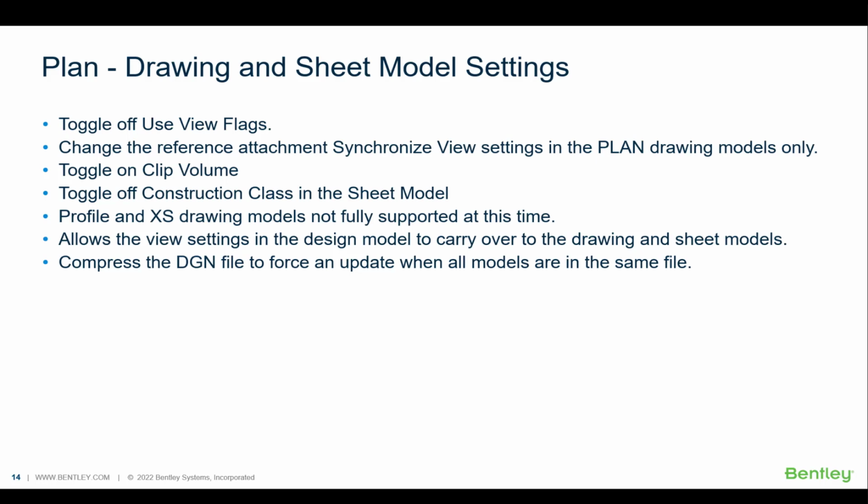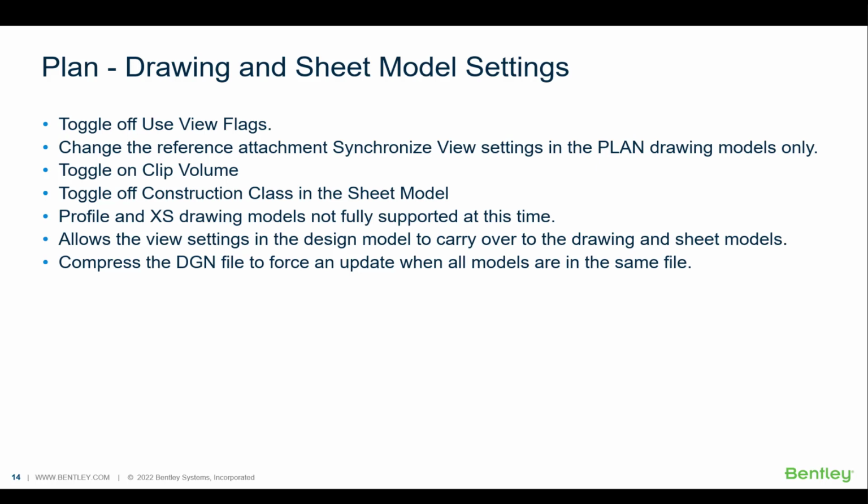With our plan sheet C definition created, now there's a few settings that we want to change. For example, we need to toggle off the Use View Flags in our reference settings in the drawing model. We need to change the reference attachment synchronized view settings in the plan drawing models only. We need to toggle on clip volume in the drawing model.